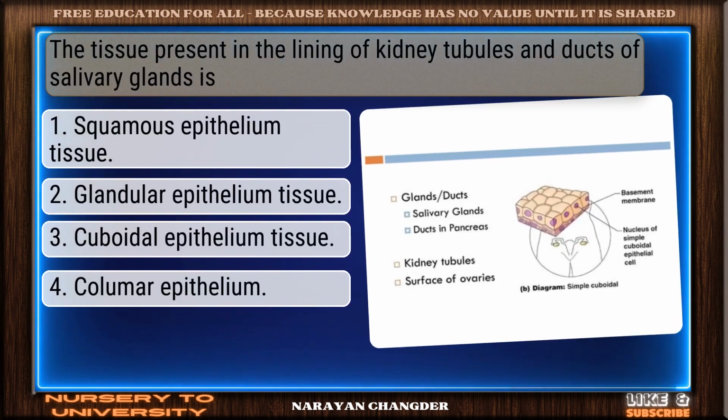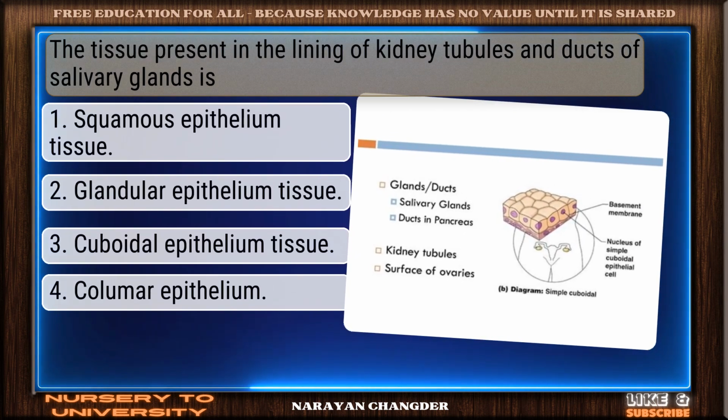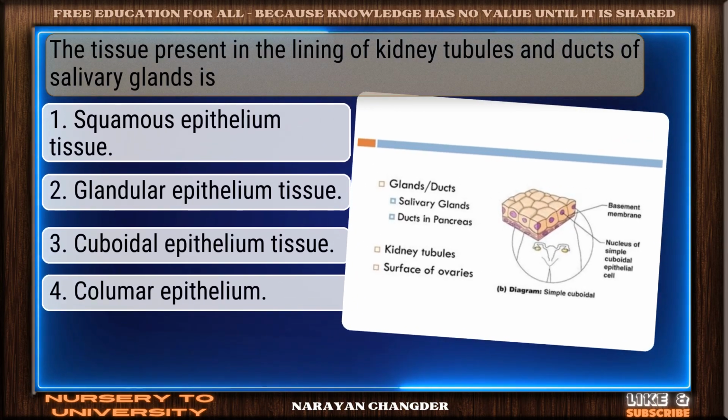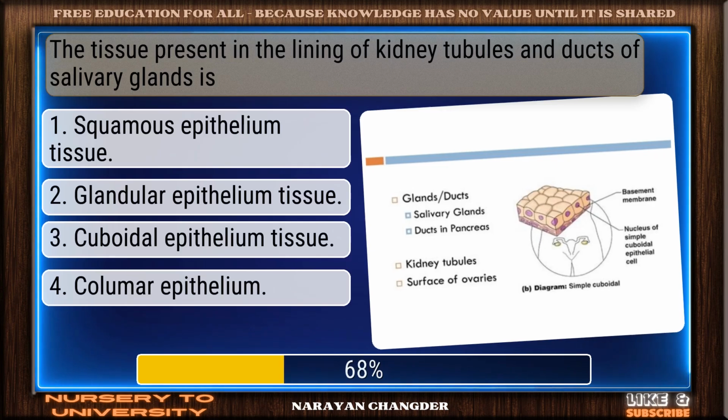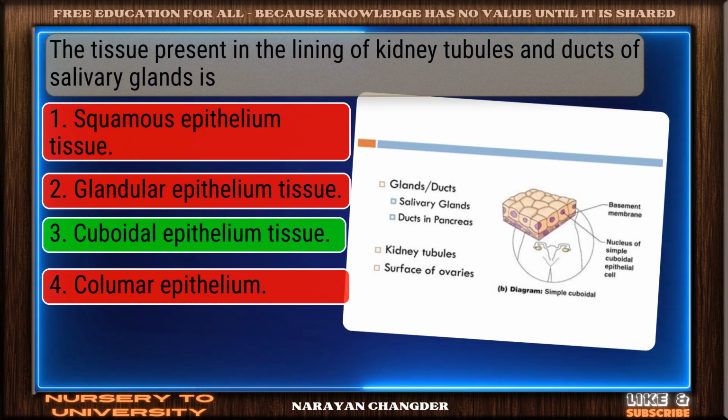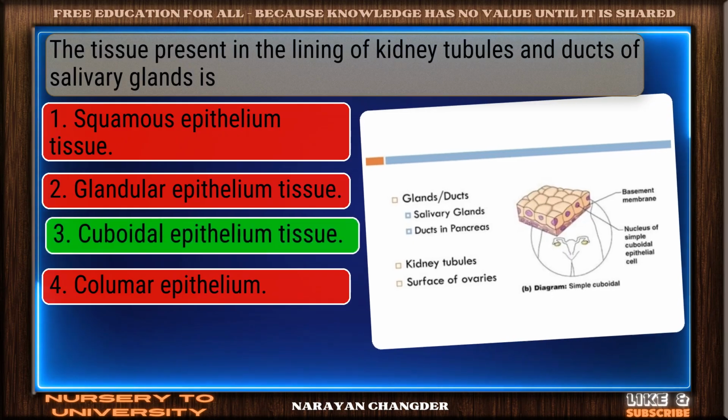Question number 26. The tissue present in the lining of kidney tubules and ducts of salivary glands is. Valid point. Cuboidal epithelium tissue is true.